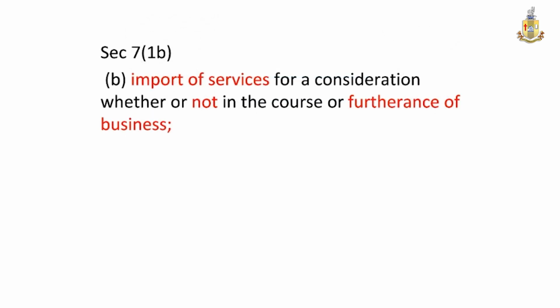The next section is 7.1b. According to section 7.1 there are three points. In the first point, they are telling us that when there is a consideration and a furtherance of business, then we will call it supply. According to section 7.1b, they are telling us that import of services for consideration, whether for personal use or business use, we will call it as supply.